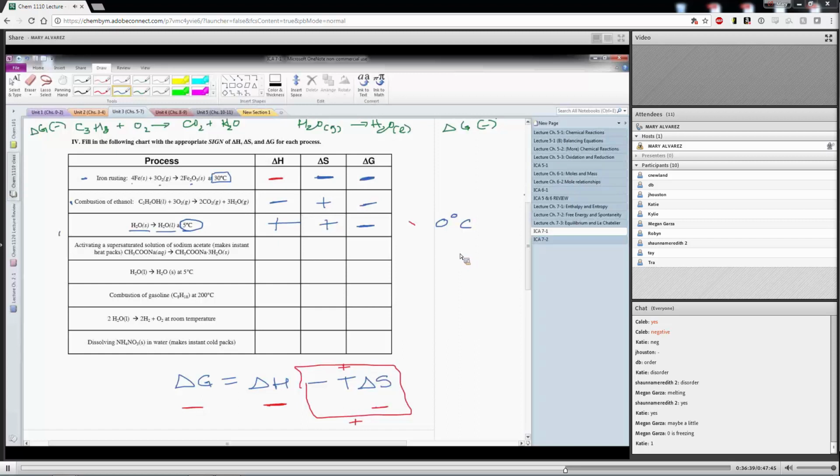Excellent. Okay, we're going to do one more, and then we really do need to move on to the next lecture, or the next section. Let's do this one. Dissolving NH4NO3 in water, it makes instant cold packs. So NH4NO3 goes from a solid, but if it's dissolved in water, it becomes aqueous. Okay. Do we know anything about delta H?